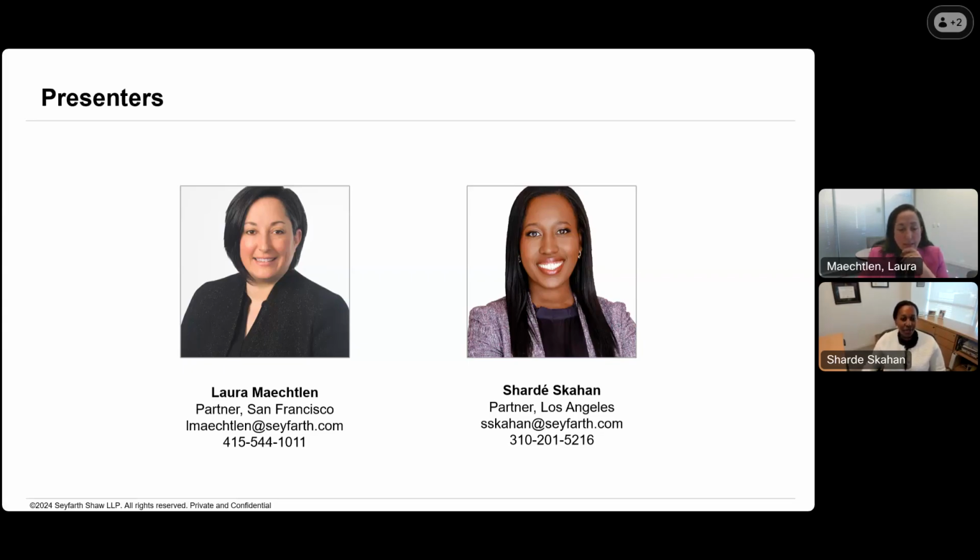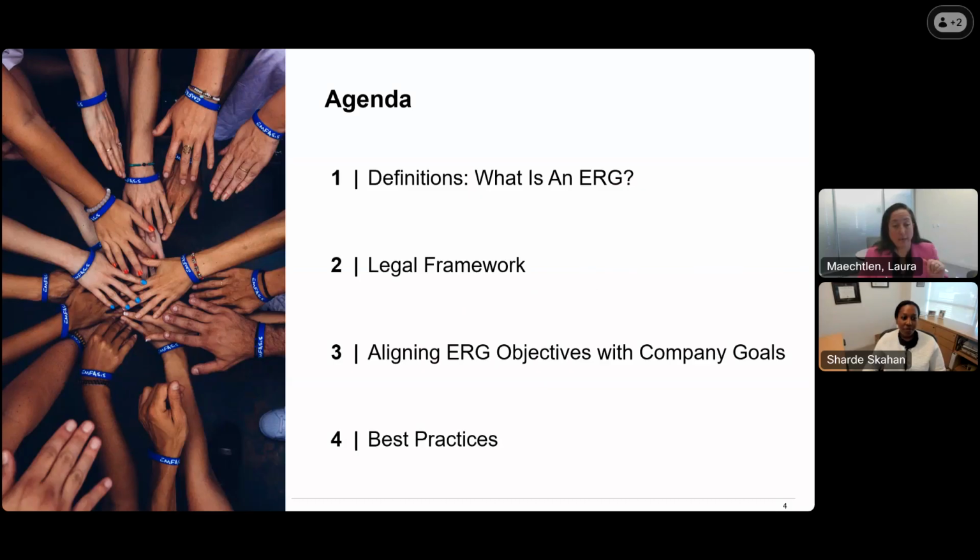Excellent. So on the next slide, you'll see our agenda for today. We're going to cover 4 basic buckets of information. First, Sade is going to talk a bit about what we are talking about when we say ERG. There is other terminology to use when thinking about groups like these, and she'll go over the basics. We're then going to get into the legal framework, where Sade and I will both talk about some of the key legal risks and considerations that employers should have when they are implementing and managing these groups. Sade is going to talk about aligning ERG objectives with company goals, and then I'm going to talk a bit about best practices when implementing and actually managing these groups.